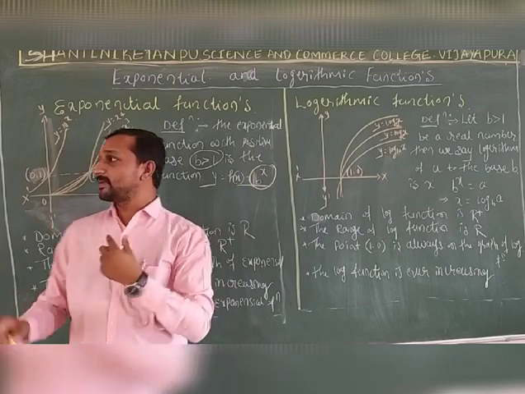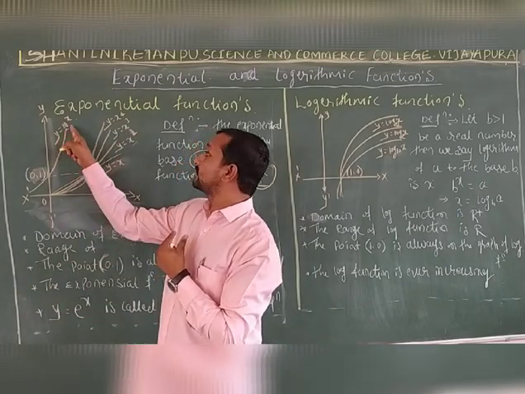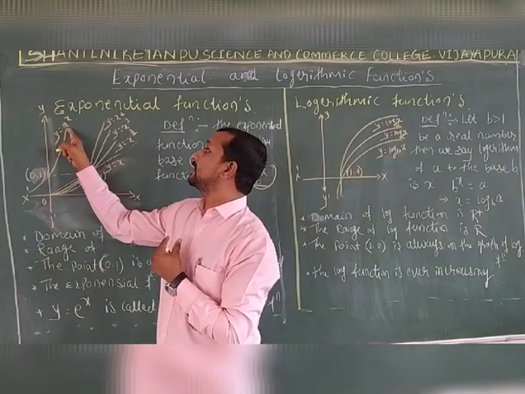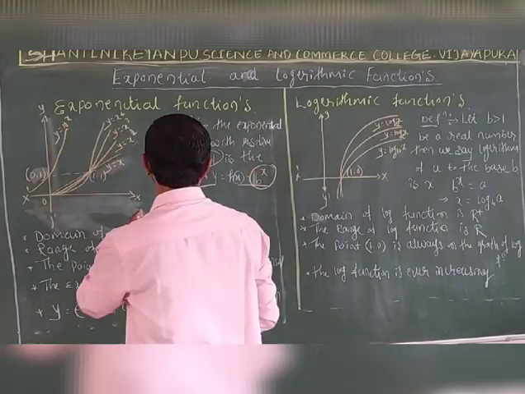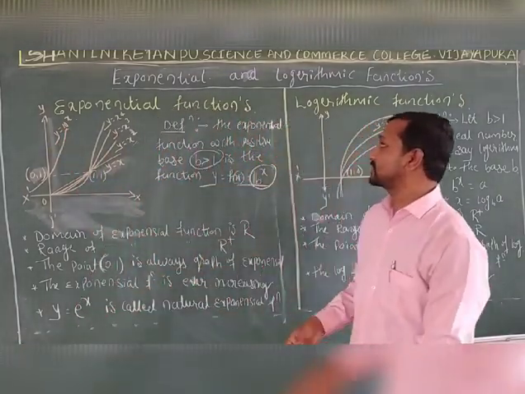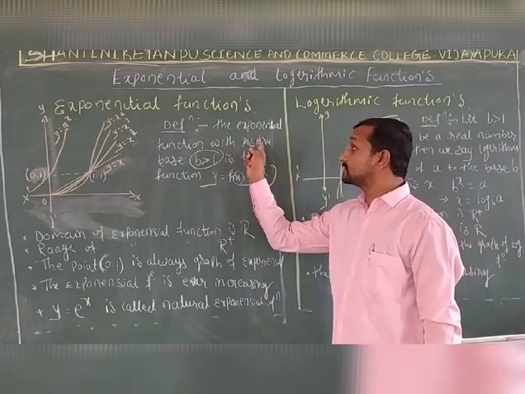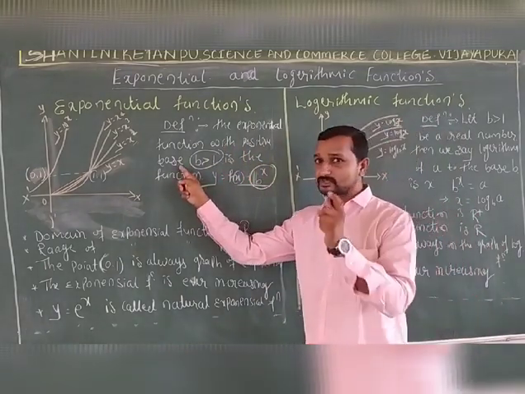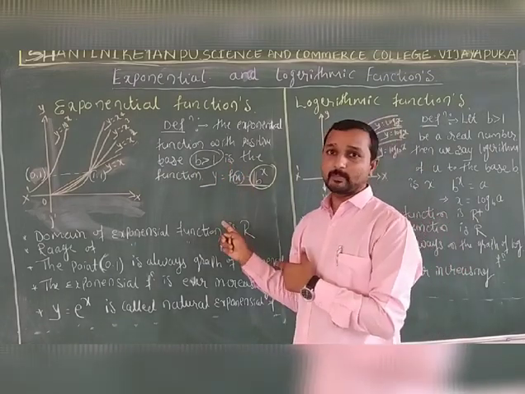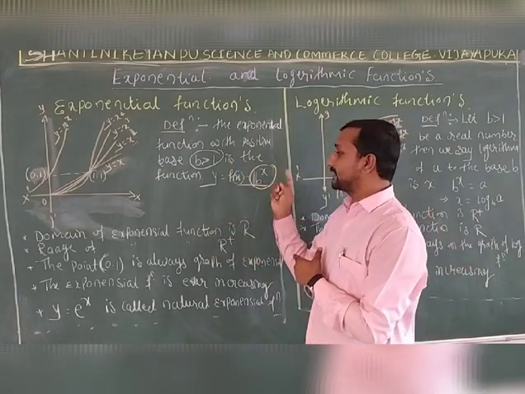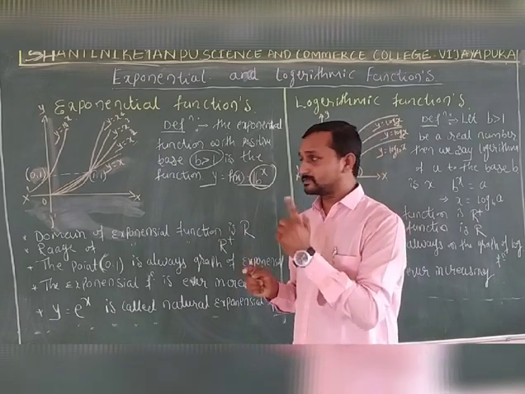Is that clear? So y equal to 10 raised to x, 10 is any positive base. This is the definition of the exponential function. The exponential function with the positive base, the base should be positive, is the function y equal to f of x equal to b raised to x. Okay.